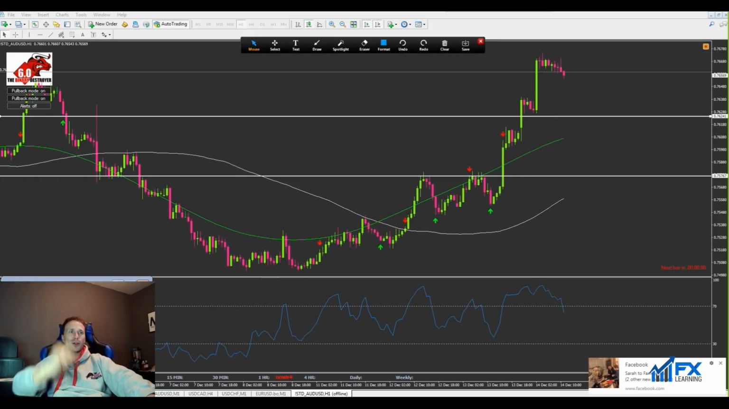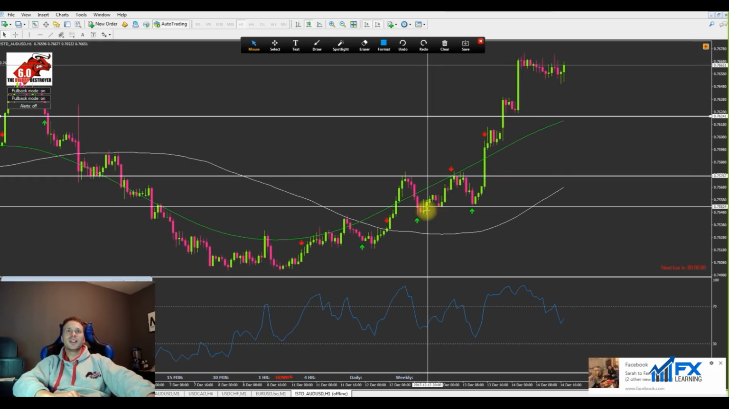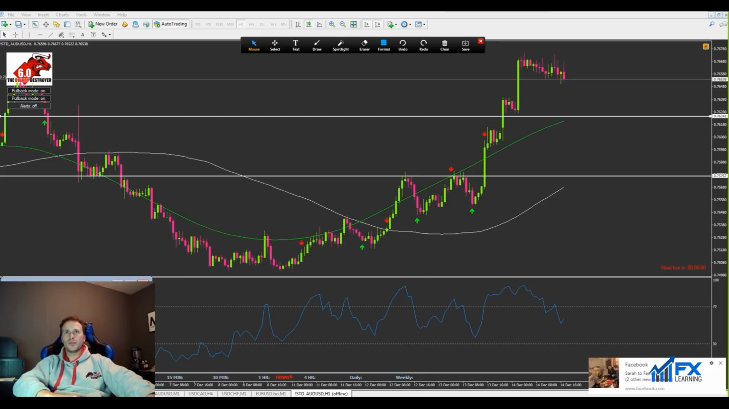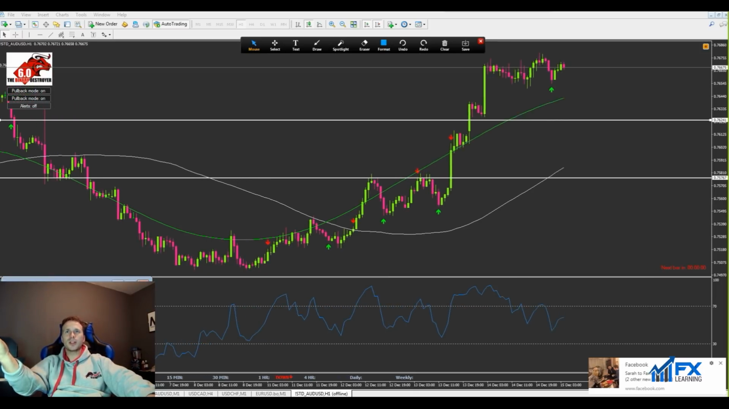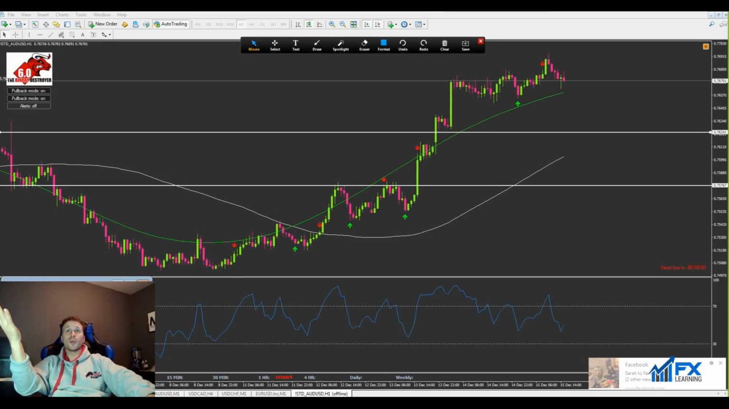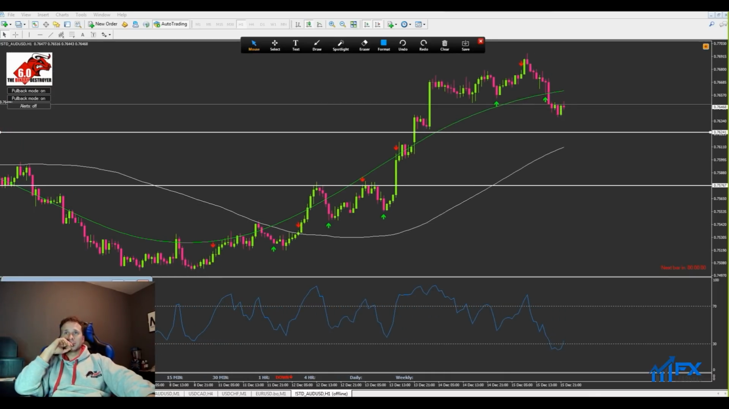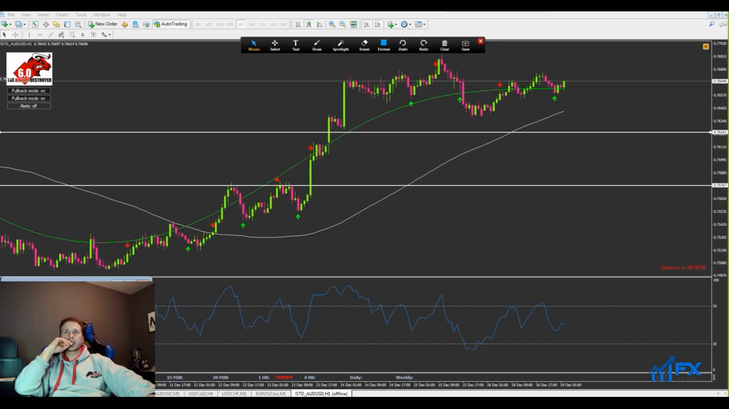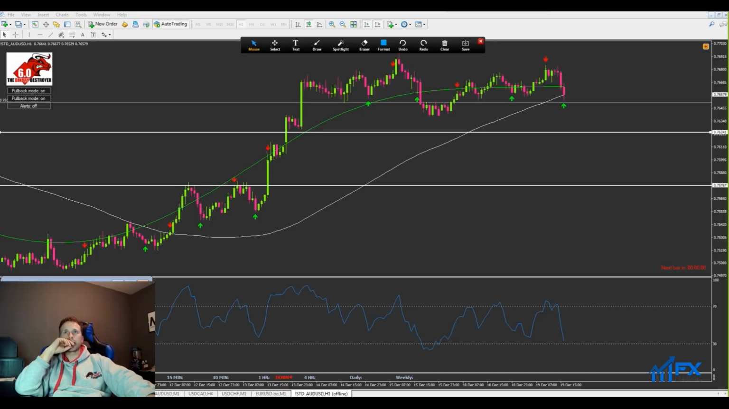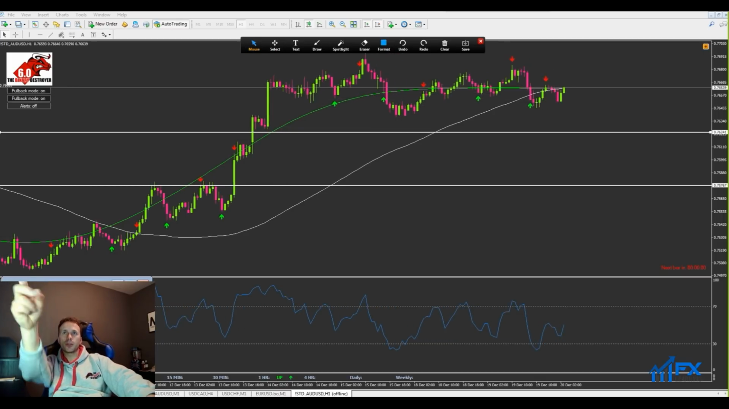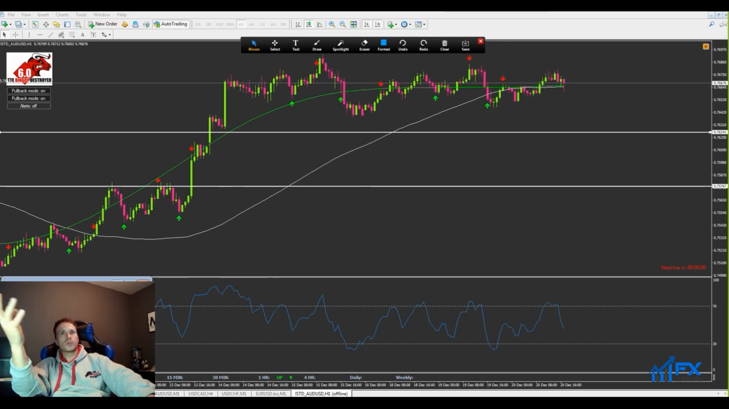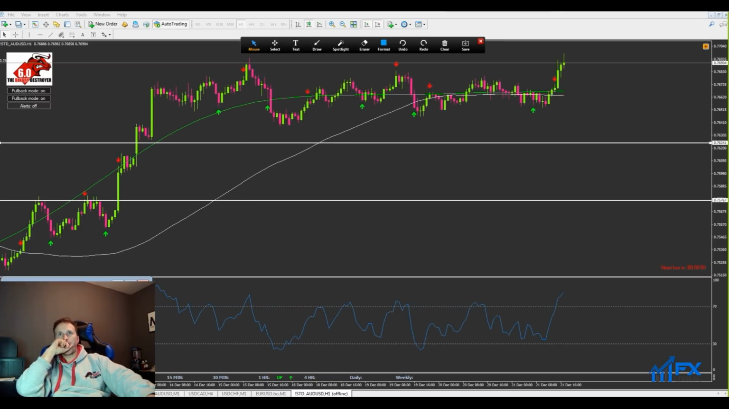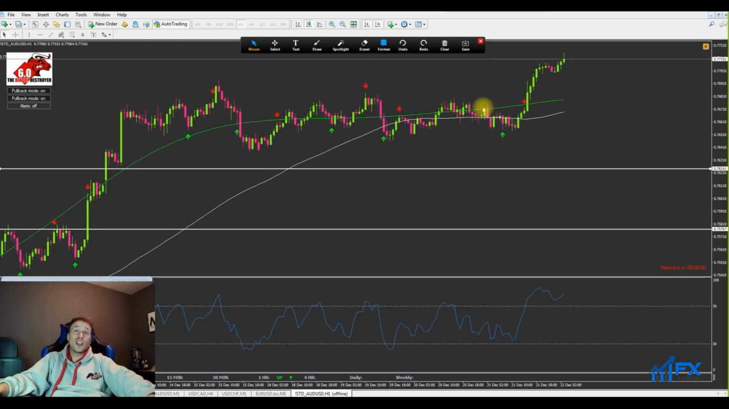Look, still going up. You're capturing like a 117 pip move with like a 20 pip stop loss. It's still going up. Right, it looks like we're slowing down again. Here's the crossover. We're going to cross over again. No, not crossing over yet. Okay, we still go higher.